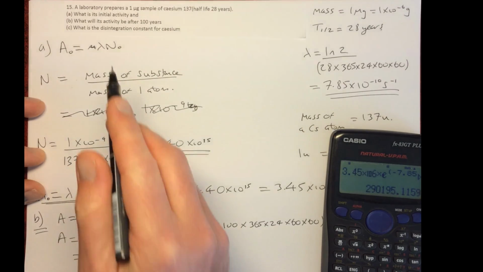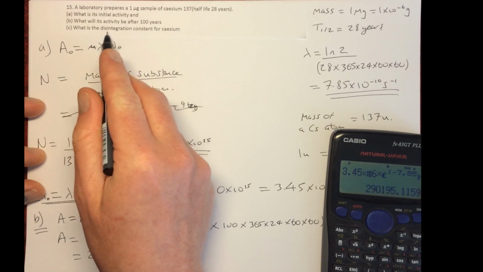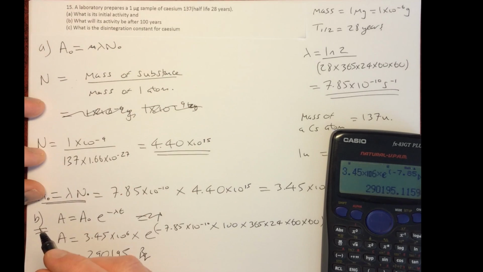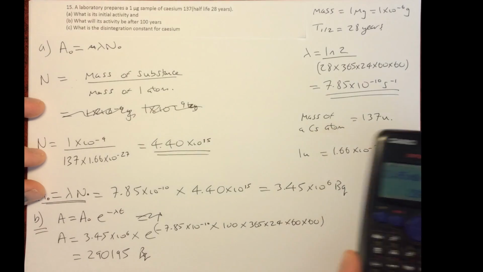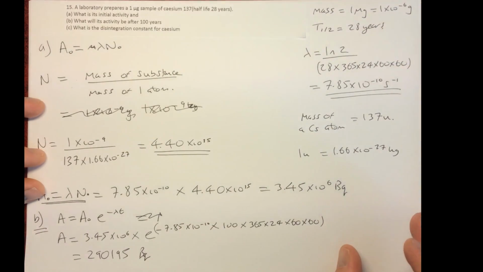becquerels. Part C asked us for the disintegration constant, also known as the decay constant. We've already worked that out, so it's a bit pointless. I don't know why they're asking that question. So that's 15 complete.